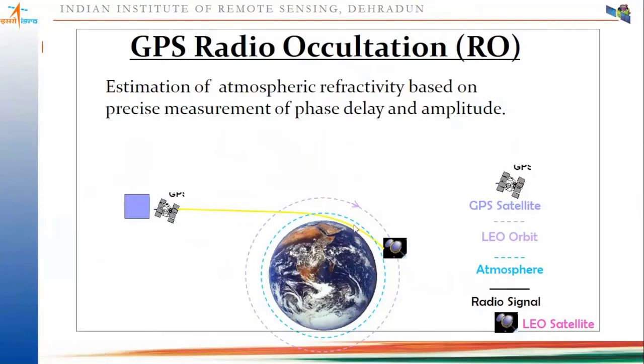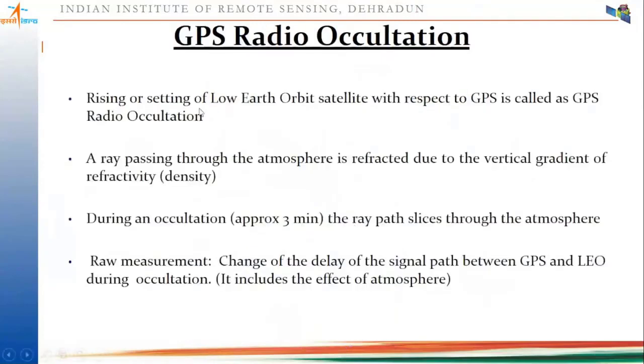It may be coming down or going up, meaning rising or setting of the low Earth orbit satellite with respect to the GPS, and this is called GPS radio occultation. A ray passing through the atmosphere is refracted due to the vertical gradient of refractivity, and during an occultation the ray path slices through the atmosphere, and it gives the raw measurements. What will happen? We will get the change of delay of the signal path between the GPS and the low Earth orbit satellite during the occultation.